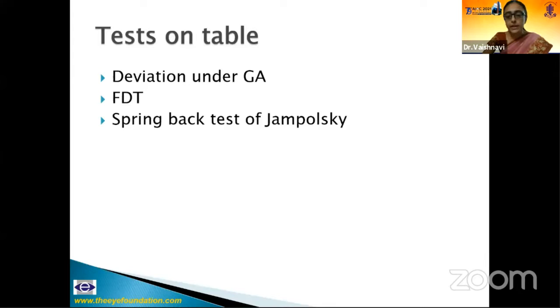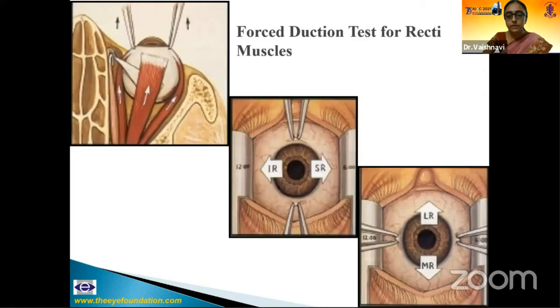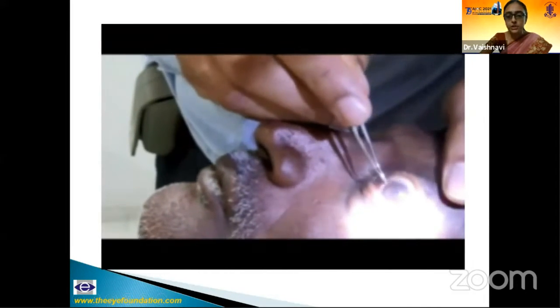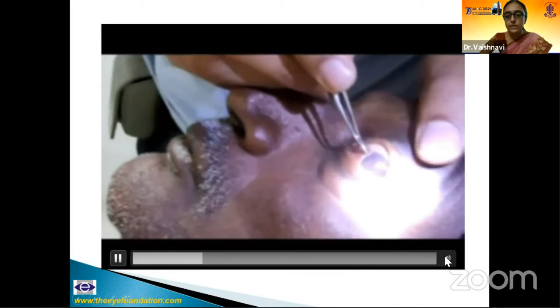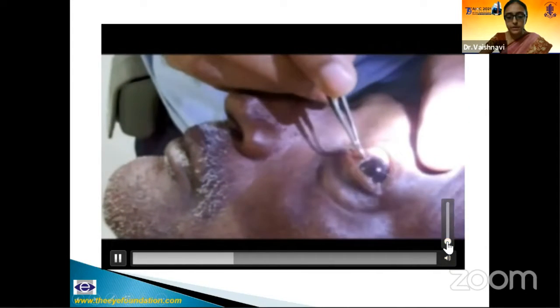So what are the tests on table? It includes deviation under general anesthesia, force reduction test, and spring back test of Jampolsky. This is a video showing a force reduction test. This distinguishes between underaction due to restrictive or paralytic strabismus.